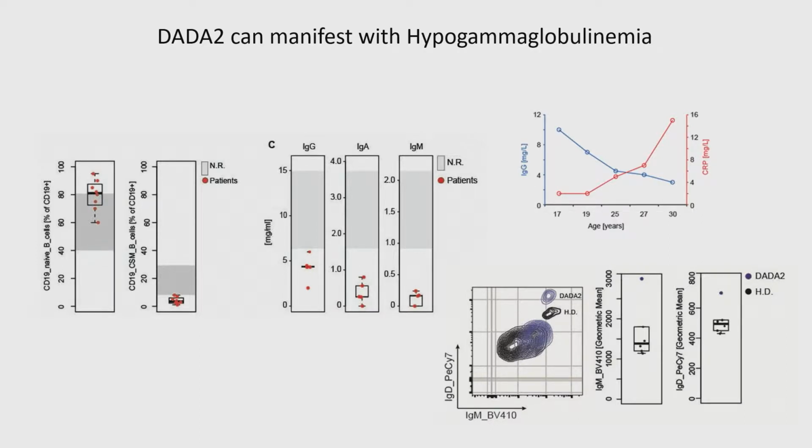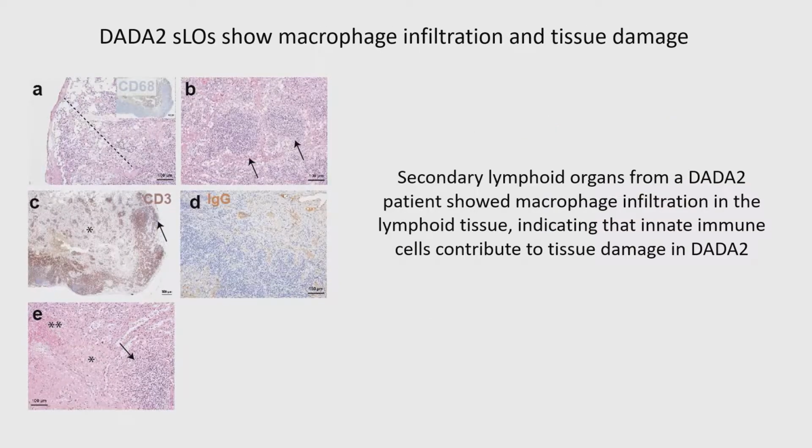Then we started to analyze secondary lymphoid organs, which are important to generate immunoglobulin together with the bone marrow. We analyzed a secondary lymphoid organ of a patient with ADA2 deficiency, and we observed a very strong infiltration of macrophages, indicating that macrophages are important in mediating tissue damage in this disease.